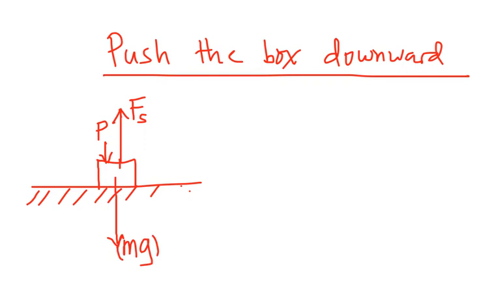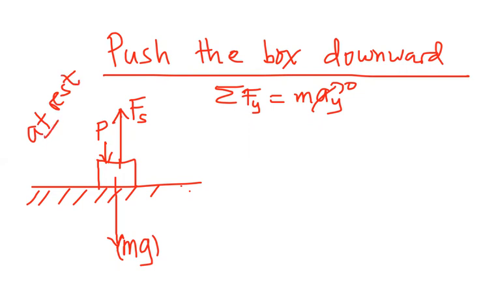I'm going to apply Newton's second law of motion again. The sum of all forces in the y direction must be equal to mass times a in the y direction. Here, I'm going to understand that acceleration is also equal to 0 because the object is still at rest. Still at rest, that's the condition. It's not moving. I'm just pressing down with a force P here. If this is 0, then the result here is 0.